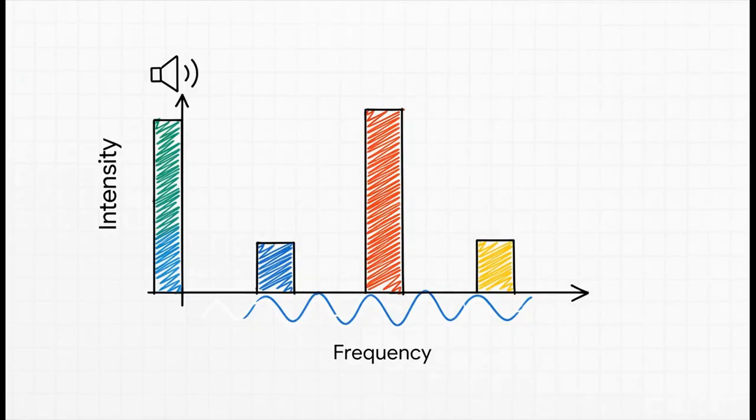But then, the Fourier Transform lets us jump into a whole different world, the frequency domain. This is the prism's view. It completely ignores when things happen. Instead, it just shows us that recipe we talked about. It tells us what frequencies are in the signal and how much of each one there is.